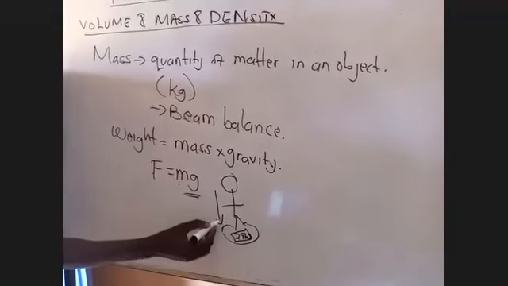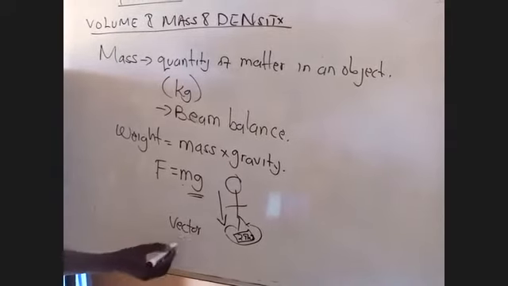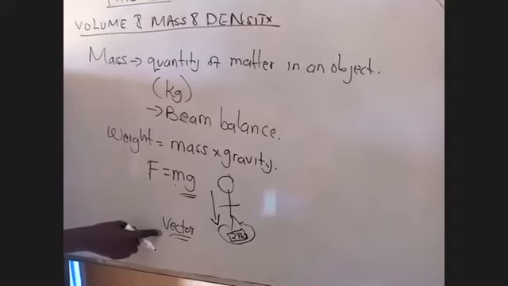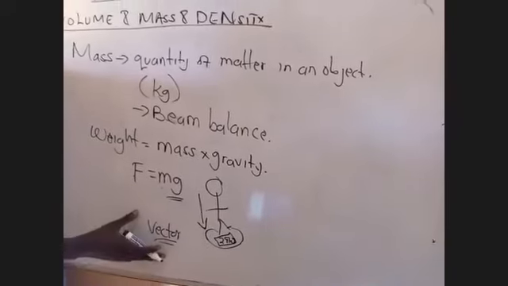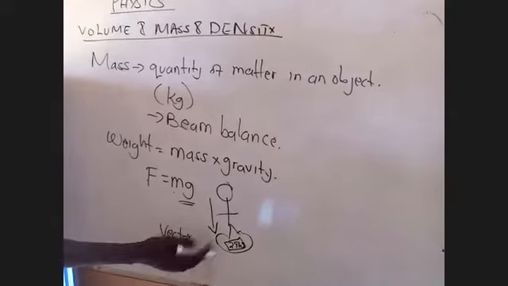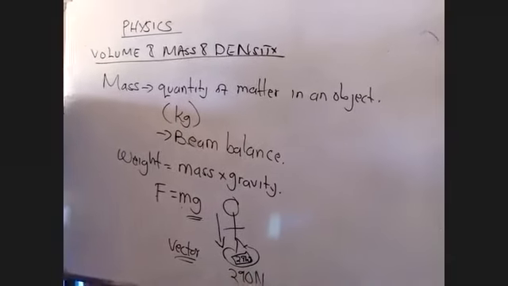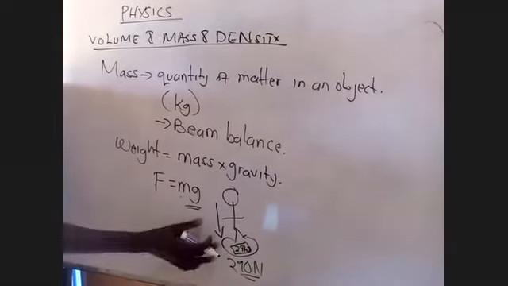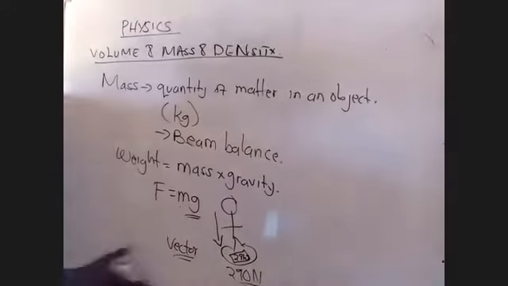And that is why weight is called a vector quantity. Why is it called a vector quantity? Because vector quantities have both magnitude and direction. So you can see weight has direction. And does it have magnitude? Yes. The other name for magnitude is size. You can measure weight. For example, you can say the weight of this person is 290 newtons, meaning that weight has magnitude and it also has direction. Therefore, we say that weight is a vector quantity. So that is what is usually discussed under mass.